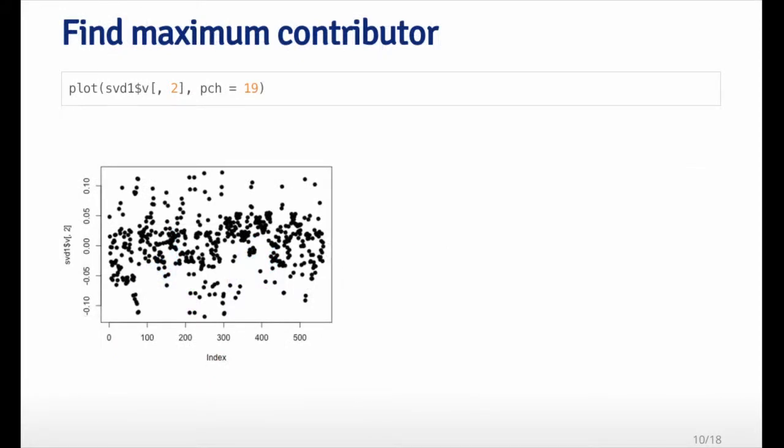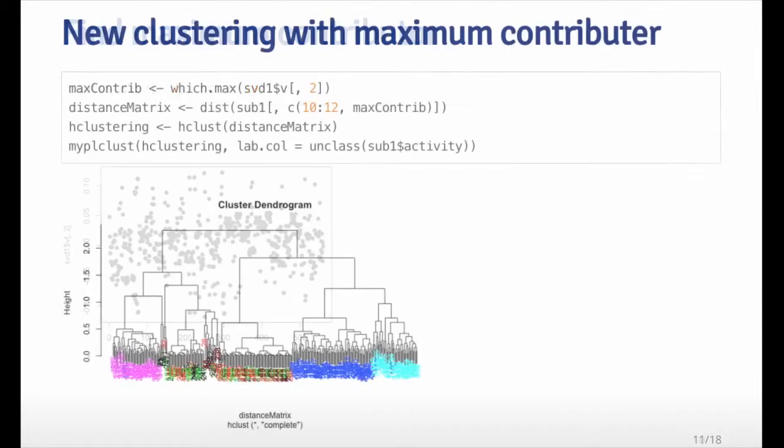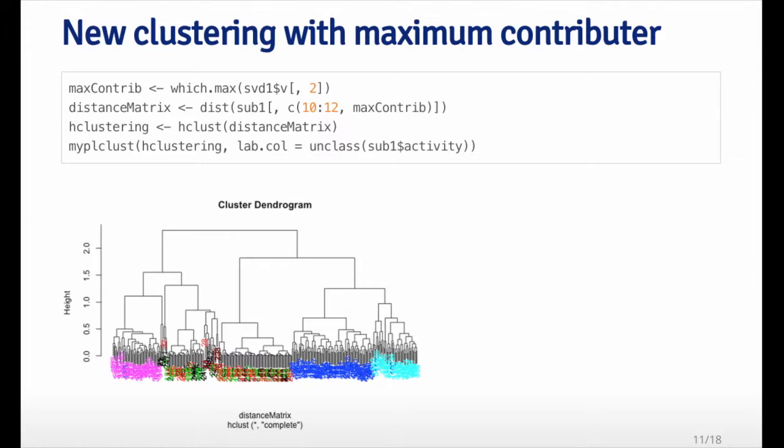So one of the things we can try to do is try to find the maximum contributor. In the second right singular vector, we can try to figure out which of these features is producing the most variation, or is contributing the most to the variation between the different observations. And so we can use the which.max function to figure out which of the 500 or so features contributes most to the variation across observations. And I'll save that to an object called maxcontrib.